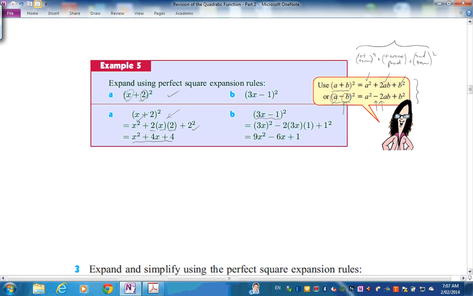Okay, 3x take 1 squared. The first term squared, don't forget to square the 3 as well. Twice the product of two terms, 3x by neg 1. So you've got a negative here now. Okay, and then 1 squared. Neg 1 by neg 1 is always, the square on the end will always be positive, won't it? Negative times a negative is a positive.